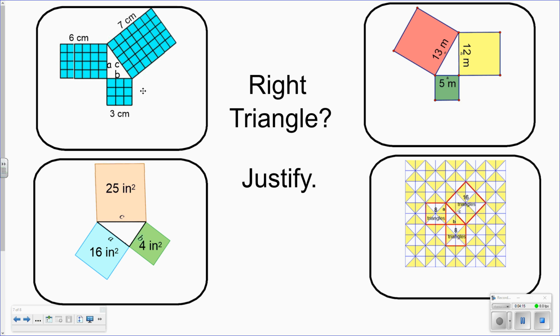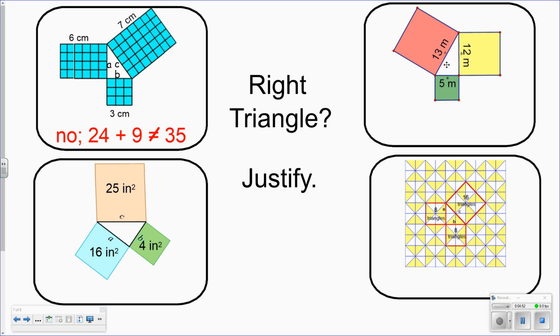Let's try these. Are they right triangles? So here I've got a side of 6, a side of 7, a side of 3. 3 squared plus 6 squared equals 7 squared. Yes or no? No. Because 3 squared is 9. This one is not even squared. See how it's not a square? It's 6 by 4. So that is actually 24 boxes. And this one is 7 by 5, so that's 35. So it's not a right triangle. Even though it kind of looks like it in the picture, these boxes are not square.